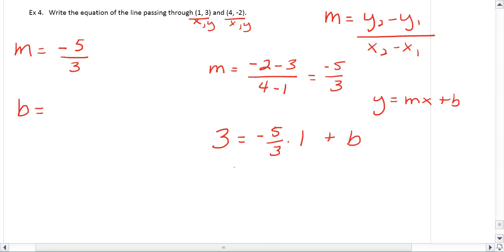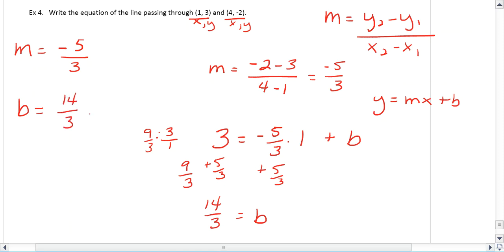So just doing the math here, I need to add a 5/3 to both sides. So I need to have 3 over 1 written with a common denominator of 3. So we're multiplying top and bottom by 3. So that gives me 9/3. So I have 9/3 plus 5/3 is 14/3. And so now I have my b.